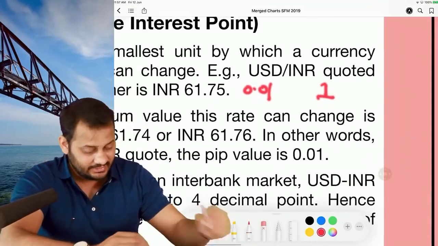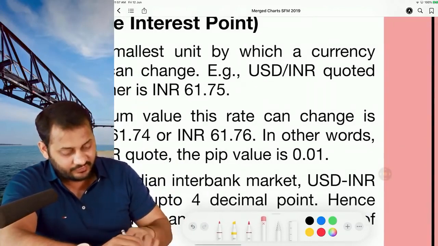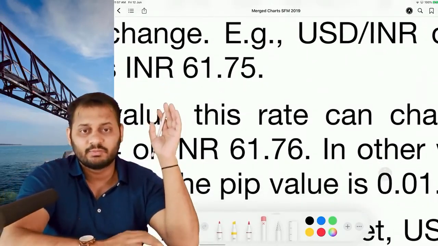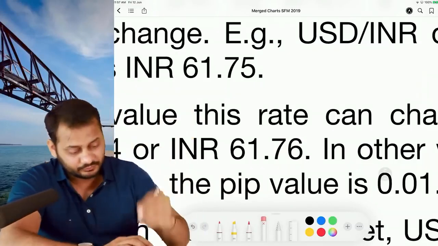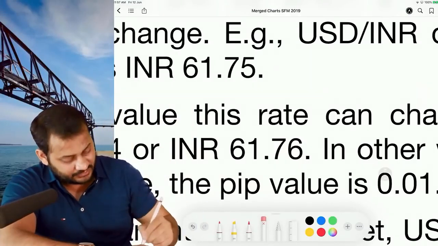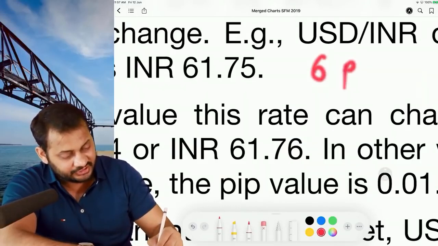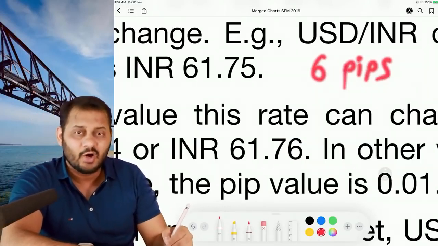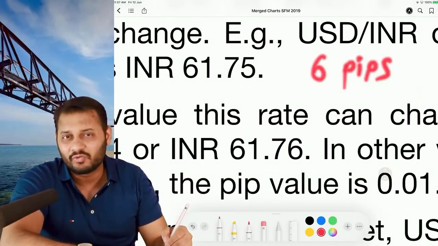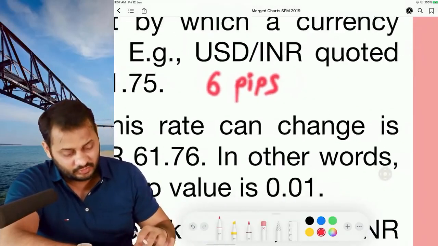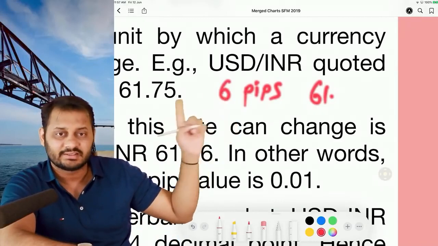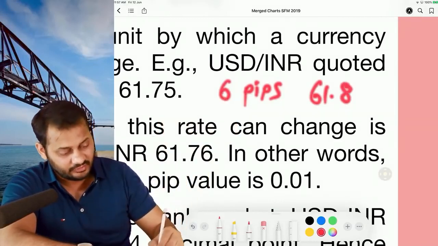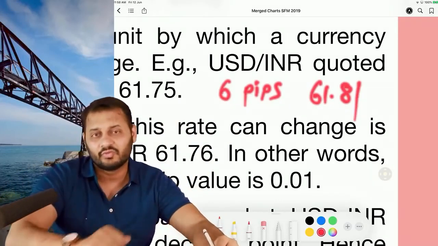Just imagine, if I say that this spot rate will change by 6 pip points, 6 pips. In the forward market, it is changing by 6 pips. How are you going to calculate the forward rate? Normally, 61.75, and you will add 6 in the last digit, it will become 81. This is the new forward rate.